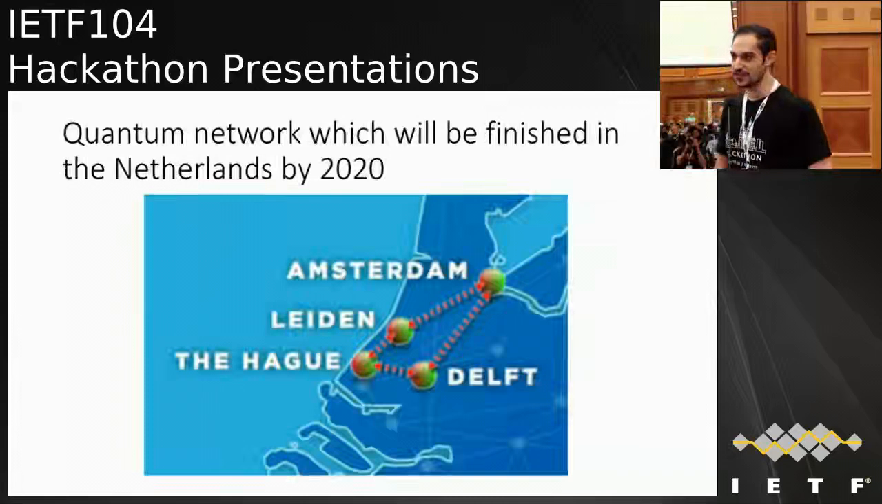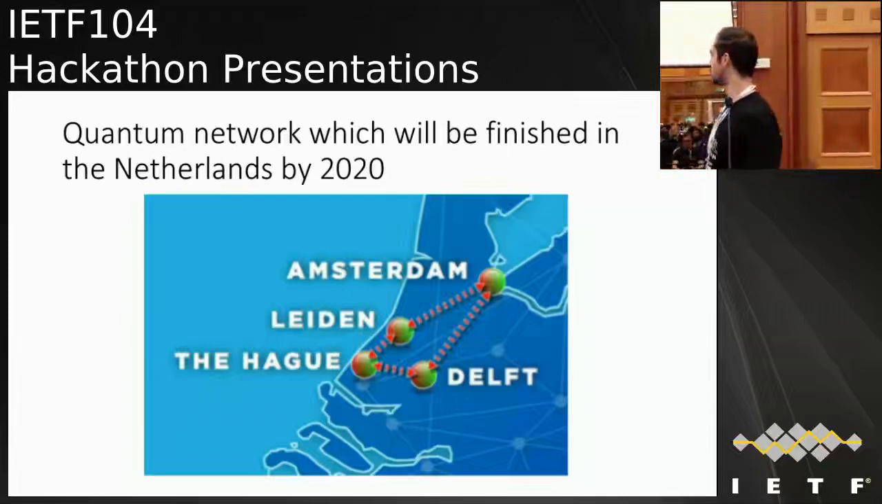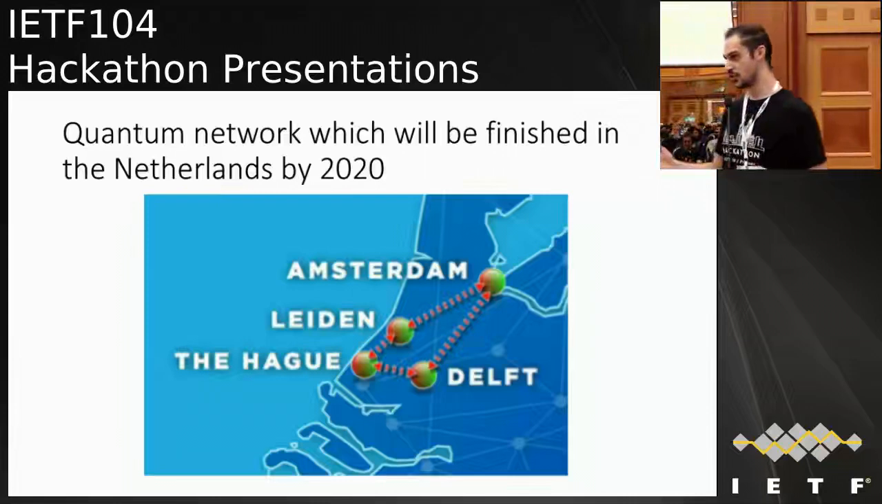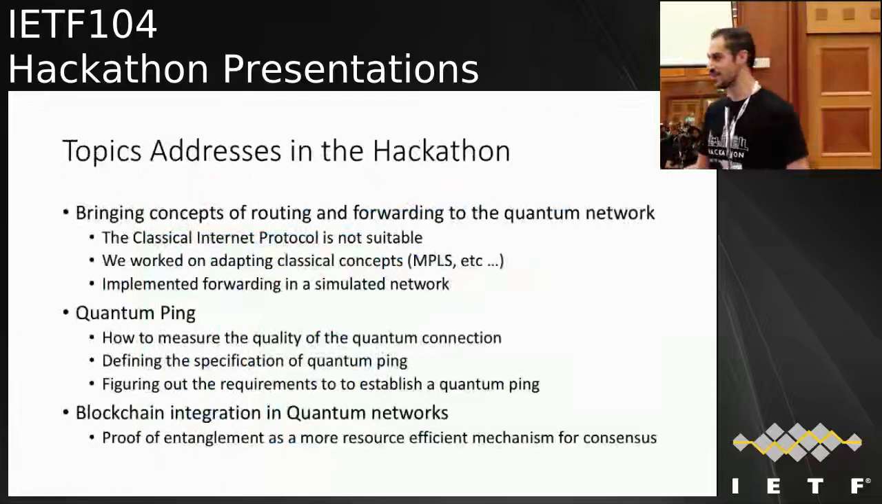So the first real implementation of these concepts is going to happen in the Netherlands in 2020. The plan is to connect 4 cities, the 4 cities which you can see on the screen. Hopefully this is going to be the first implementation of a quantum network which really can transfer qubits between quantum computers. So it's still a very recent topic.